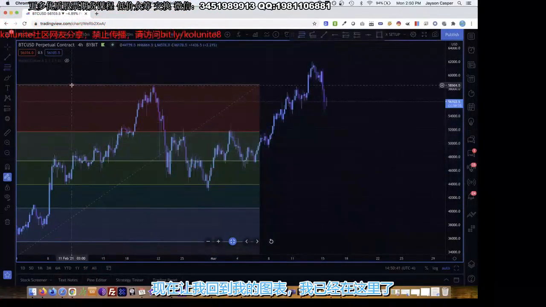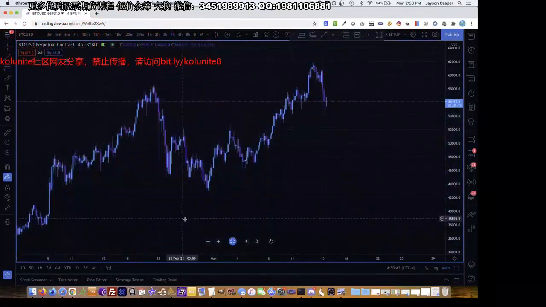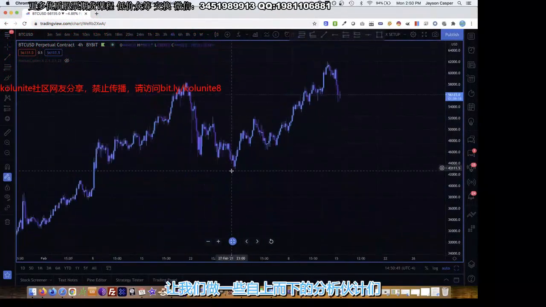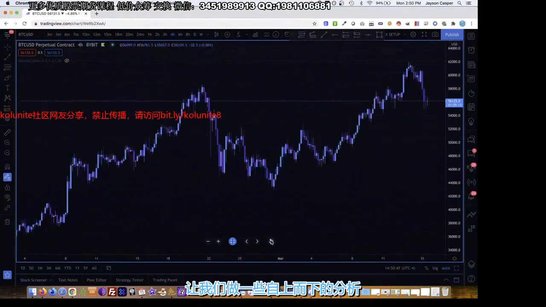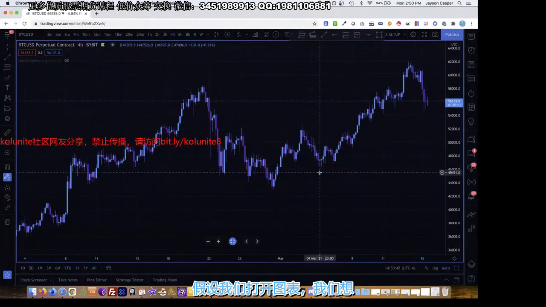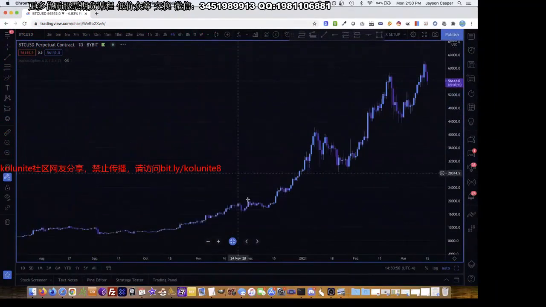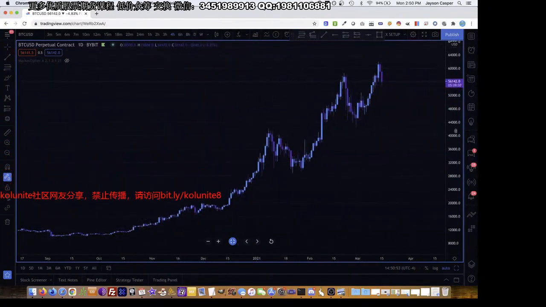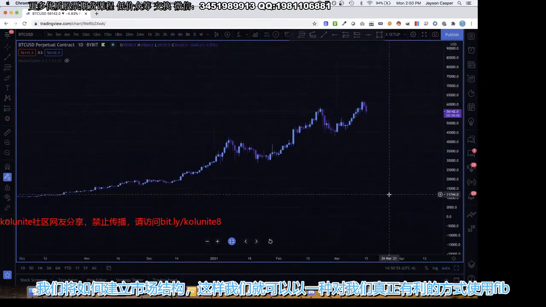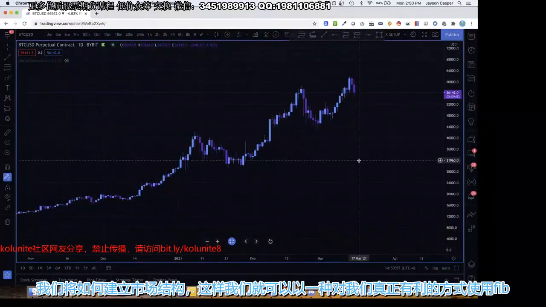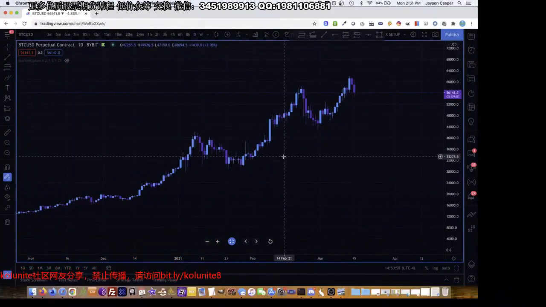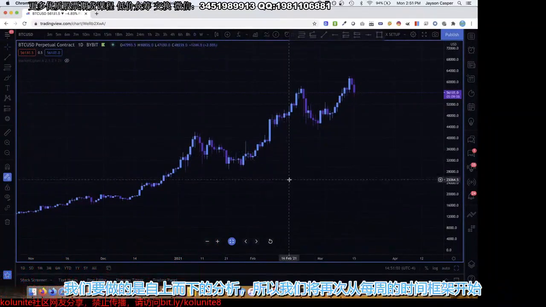Now, let me go back to the chart that I've got going on here, right? Let's do some top-down analysis, guys. So let's say we open up the chart and we want to pull a fib. How would we set up the market structure so that we could use the fib in a way that would actually benefit us? What we're going to do is top-down analysis.